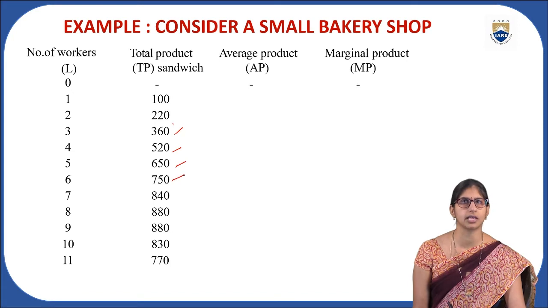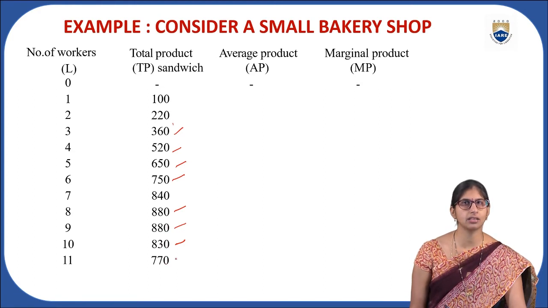If 6 are employed, 750. If 7 are employed, 840. If 8 are employed, 880. If 9 are employed, 880 again. So we can see the same level of total product here. For the 8th and 9th worker, the productivity is not increasing. That is what we can see, right? When we add the 9th or 10th worker, the total product is reducing.